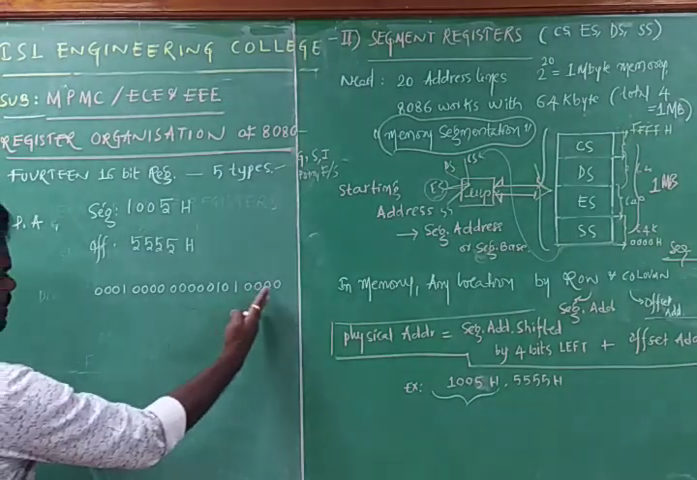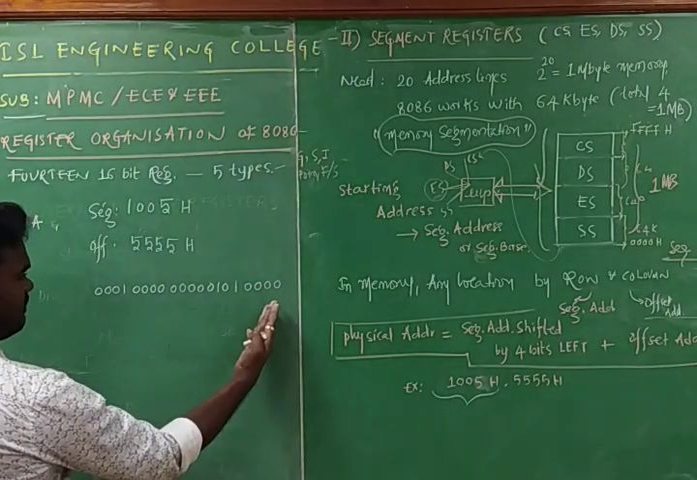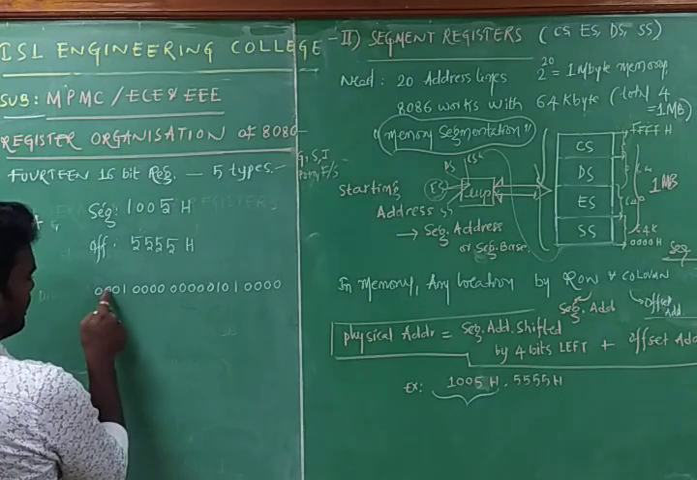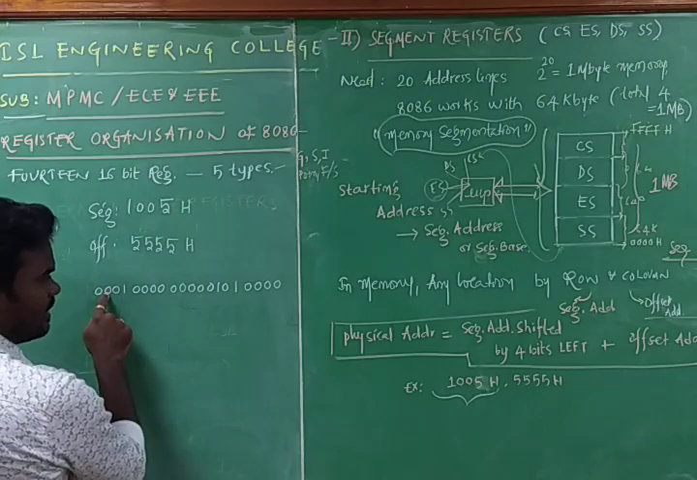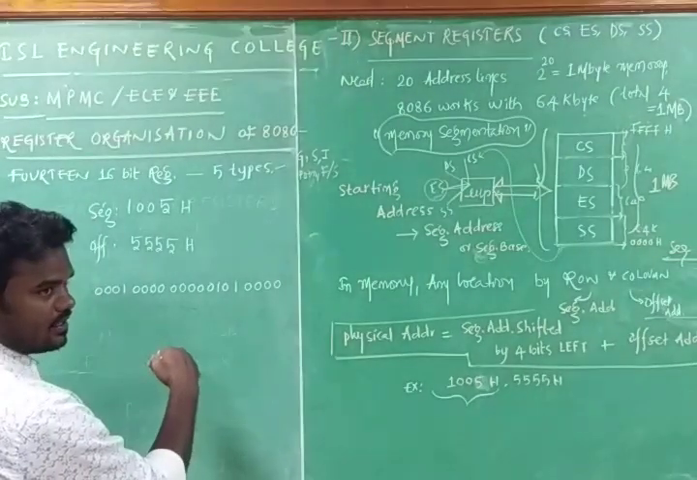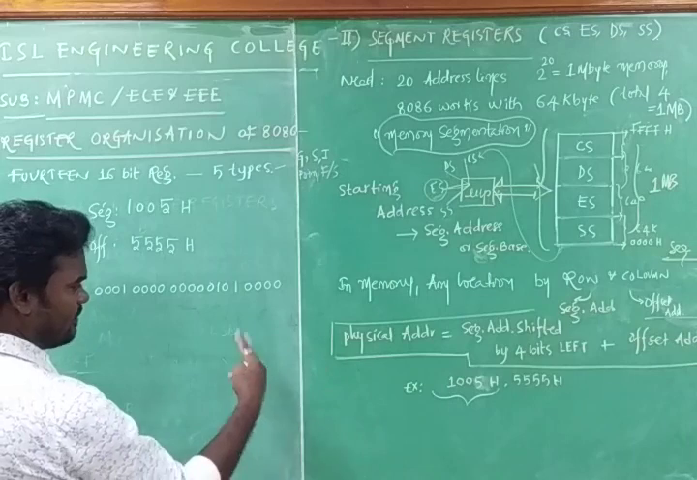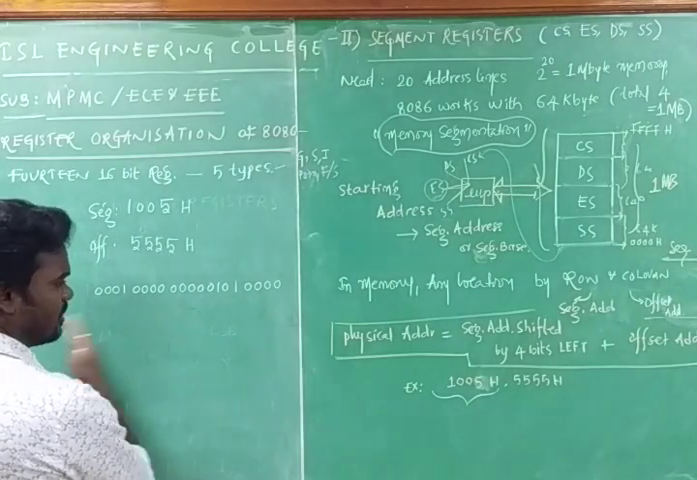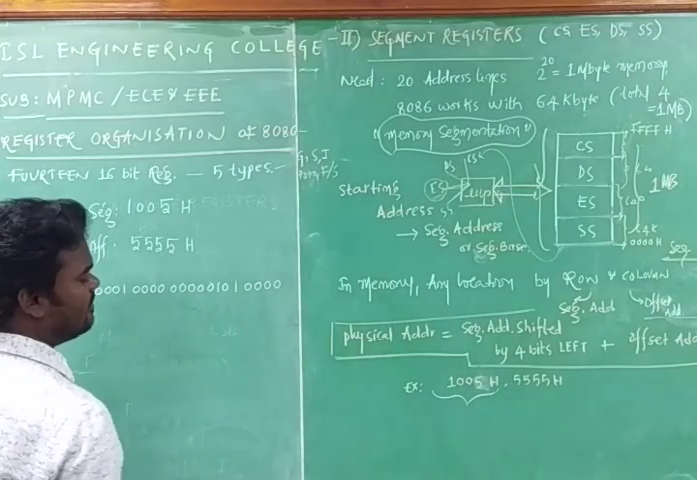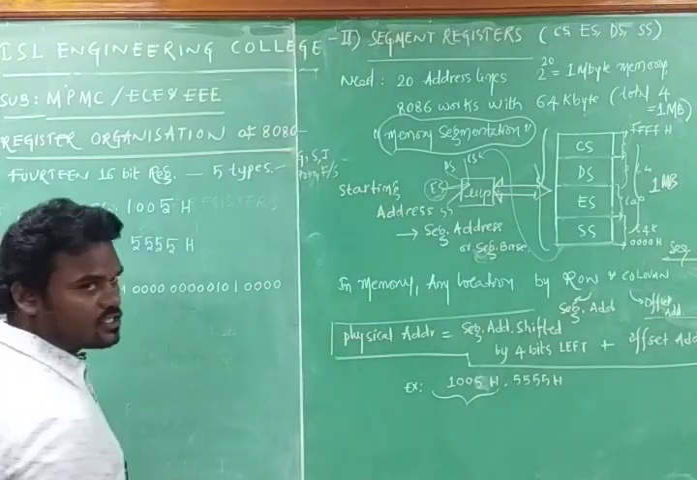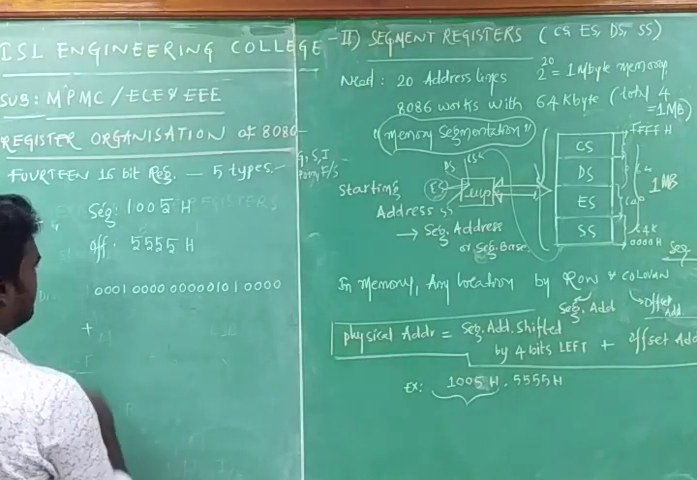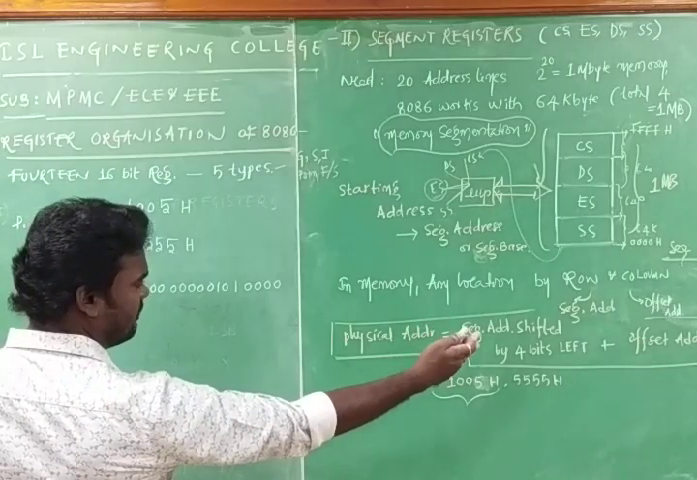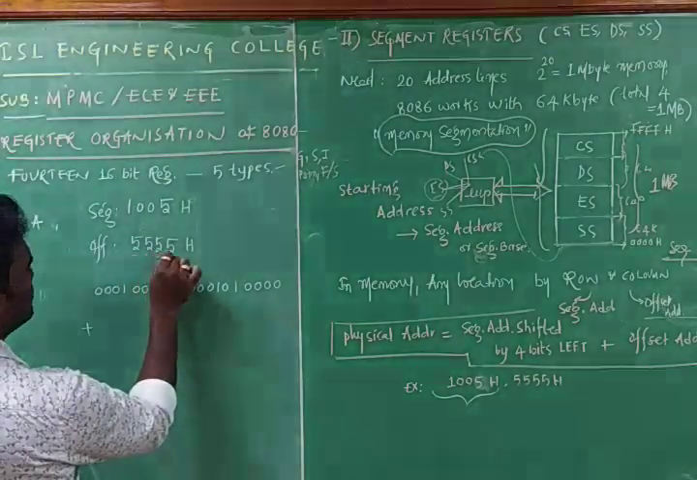The total number has to shift 4 bits, so each bit has to shift 4 places left. In the first shift the last bit will be empty, then the last 2 bits, then the last 3 bits, and on the fourth shift the last 4 bits will be empty. That is replaced by all zeros. Then plus offset address: segment address shifted 4 bits left plus offset address. The offset address is all 5s.